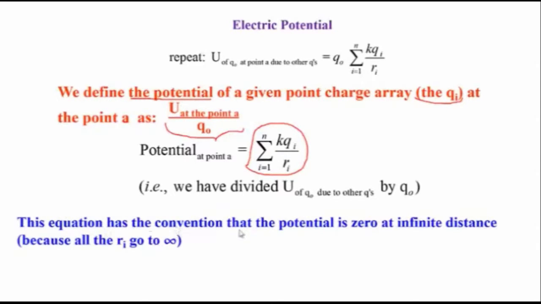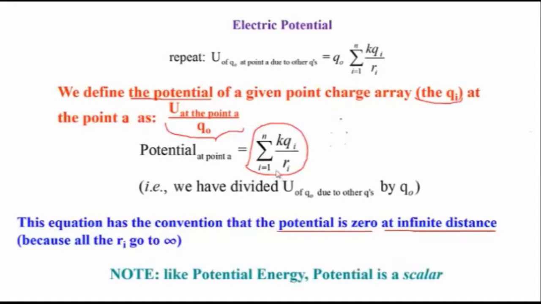This equation has the convention that potential is 0 at an infinite distance because all these r sub i's would go to infinity. So what that means then is if you had all the charges like this and the point where you're trying to find the potential, this point A, was at infinity, then all of the r sub i's would be infinitely long, so therefore this thing would go to 0. The other thing to note is that the potential energy and the potential are both scalars. There's no vector quantity here. This is a distance, this is a charge, this is k, so all of this ends up being a scalar, and of course the sum of scalars is equal to a scalar.